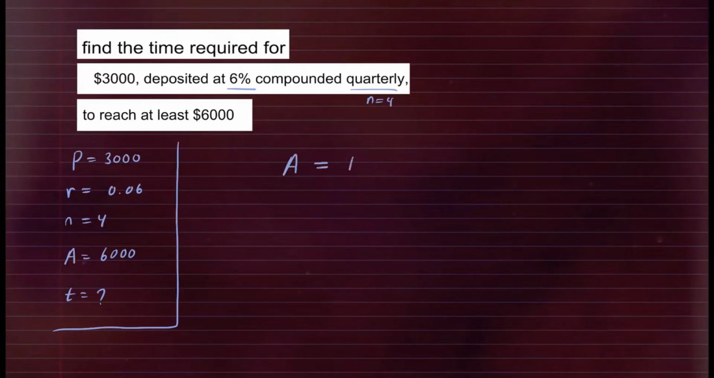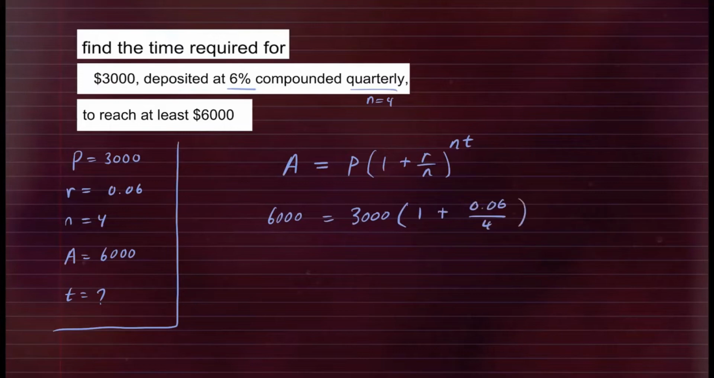Future amount is equal to the principal times (1 plus R over N) to the power NT. Instead of isolating for T, I'm going to substitute in what we're given and just solve it algebraically. So we know A is equal to 6,000, P is 3,000, and we have parentheses 1 plus the rate, which is 0.06, over N, that's 4, to the power 4 times T.